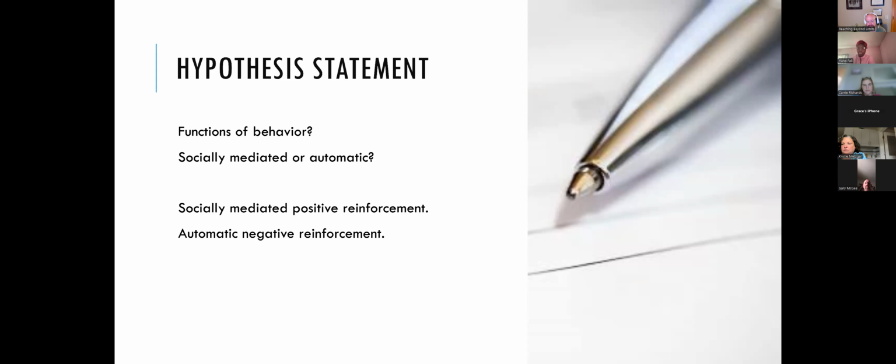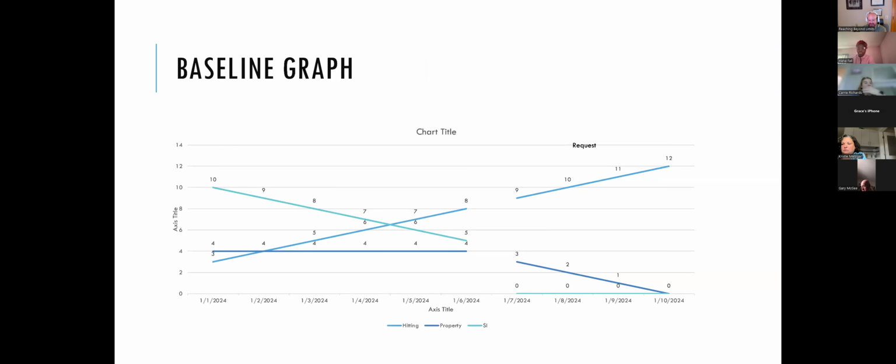Okay. So we have this baseline graph. Here we have a behavior of hitting, property destruction, self-injury, and the first part of the graph is the baseline phase. Okay, and I'm sorry for the crude graph, and I know we use Central Reach now, that it makes a much cleaner graph than this. But we have three behaviors we are considering here, and this is for the lesson. And the first part of the first lines are the baseline phase.